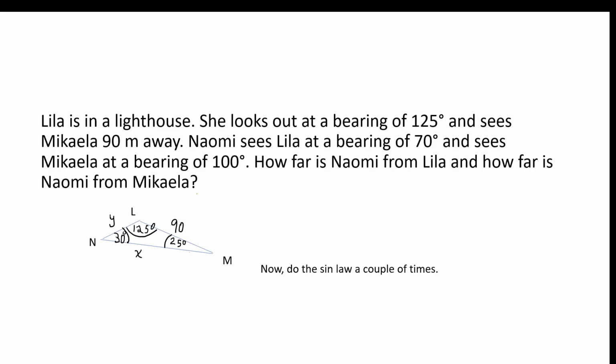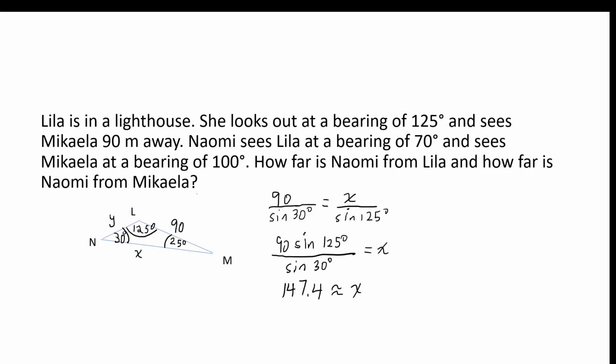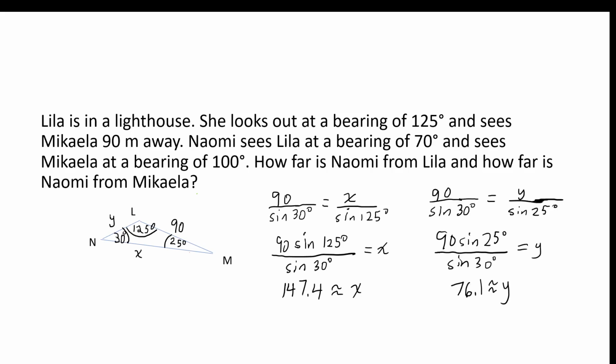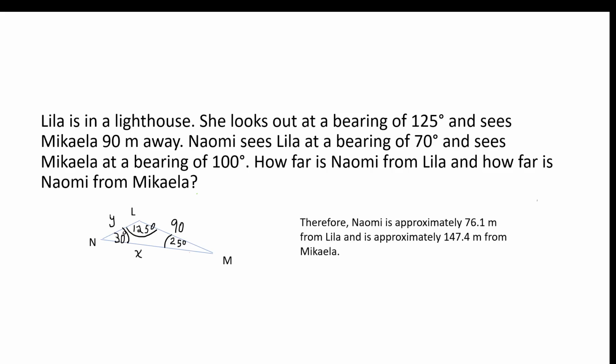And we just do a couple of simple sine laws. So 90 meters over the sine of 30 degrees will equal x over the sine of 125 degrees. So x will roughly equal 147.4. And 90 meters over the sine of 30 degrees will equal y over the sine of 25 degrees, meaning y will be roughly 76.1. And we can say, therefore, that Naomi is approximately 76.1 meters from Lila and approximately 147.4 meters away from Michaela.